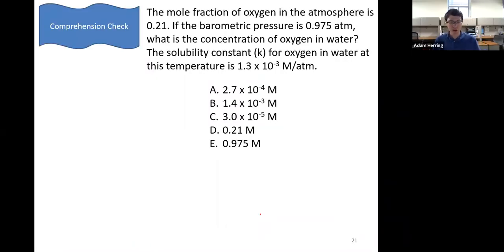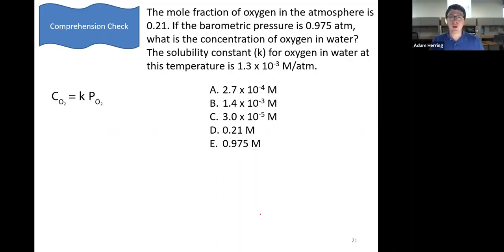All right, let's try 2 more problems. In this case, the mole fraction of oxygen in the atmosphere is 0.21. If the barometric pressure is 0.975 atmospheres, what's the concentration of oxygen in the water? We're given the solubility constant for oxygen in water at this temperature. So what does this involve? We're using Henry's law here.